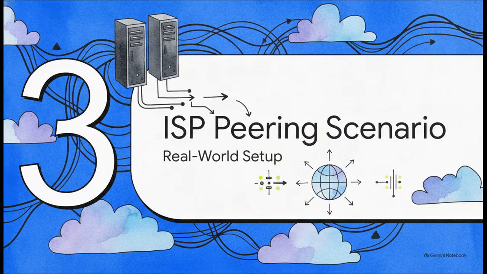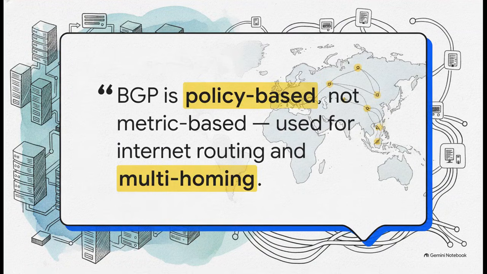Which brings us to Section 3, a real-world scenario focusing on ISP peering. As you prepare to configure that edge router, keep this core tenet locked in your mind. BGP is policy-based, not metric-based. It's used for internet routing and multi-homing. You're leaving the safe, fast interior of your own network now. By connecting out to an ISP, you are literally stepping onto the global stage. Your keystrokes are dictating company policy.